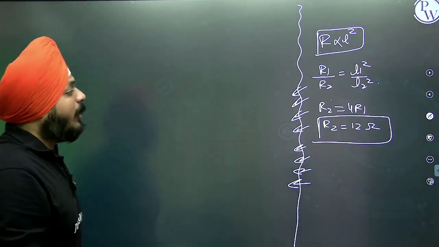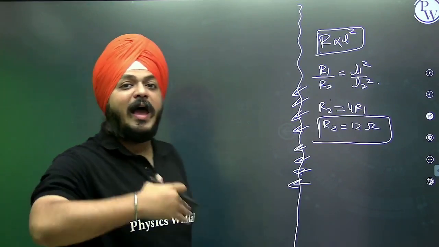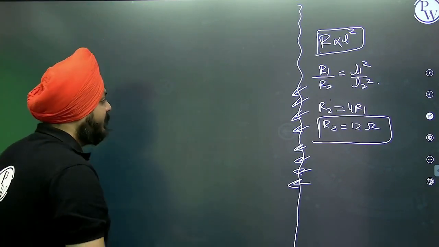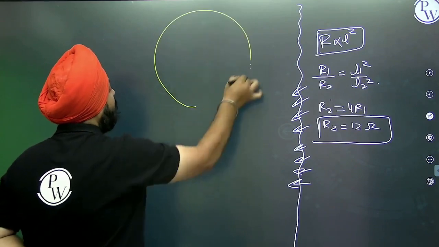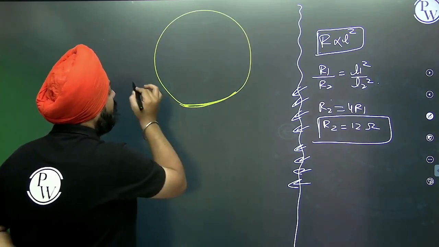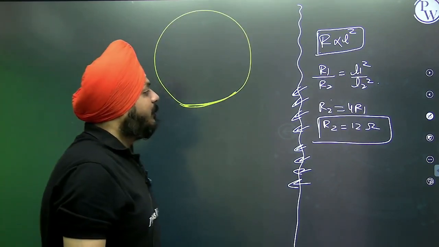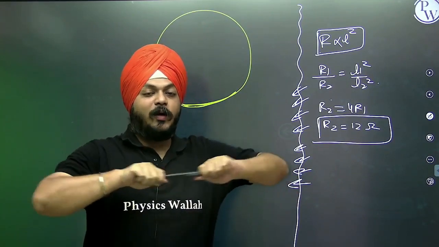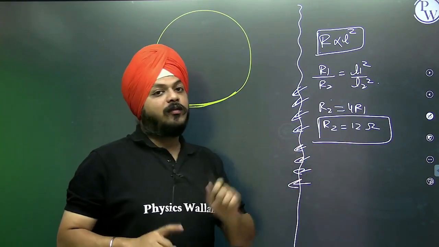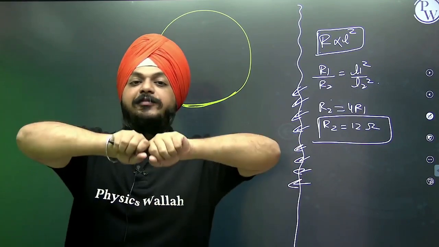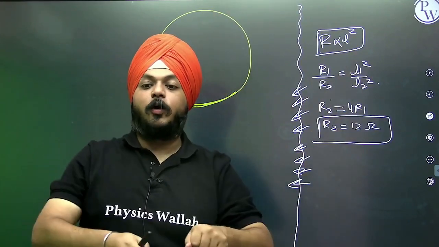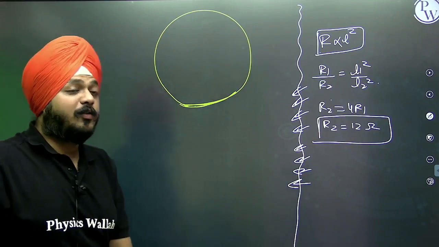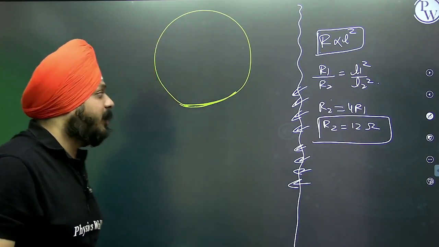Okay, now what happens here? This entire wire is bent into the form of a circle. Now the wire was stretched. Initially the resistance was 3 ohm. After stretching it, we got the new resistance value as 12 ohm. Now after stretching it, it is bent into the form of a circle. This kind of question is also asked in examinations.